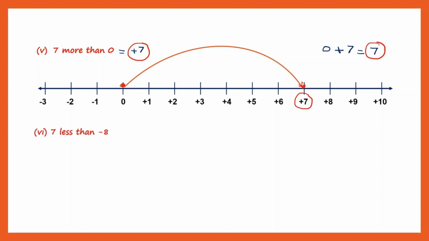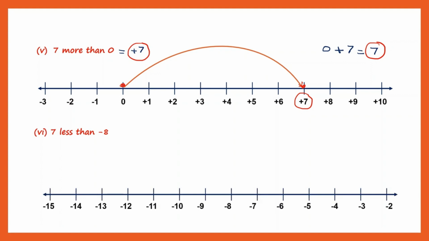Next one, 7 less than minus 8. So let's draw the number line. Now minus 8, let's look for minus 8. It's here. Minus 8 is here. Now 7 less than that. 1, 2, 3, 4, 5, 6, 7. We reach minus 15. So let's mark minus 15 and we've moved to the left. So let's draw the curve and show that we moved to the left side. So what have we got here? Minus 15. So that is our answer. 7 less than minus 8 is minus 15.